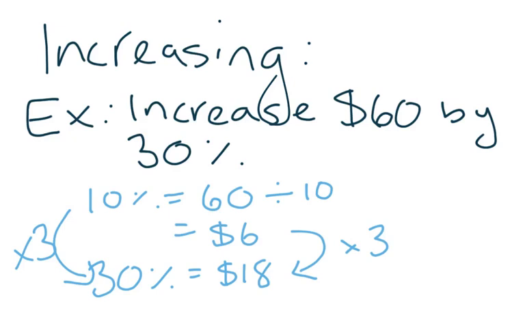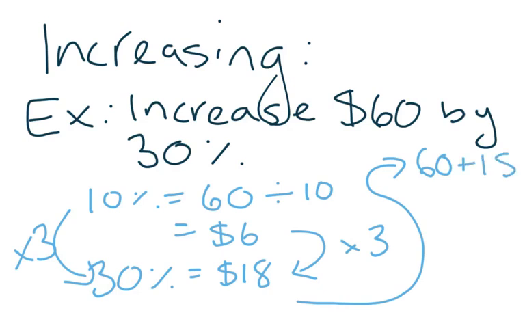Now, we haven't actually finished the question. We found the 30%. To do the rest of it, because it's an increase, we do 60 plus 18 and it gives us $78 as our answer. Okay.